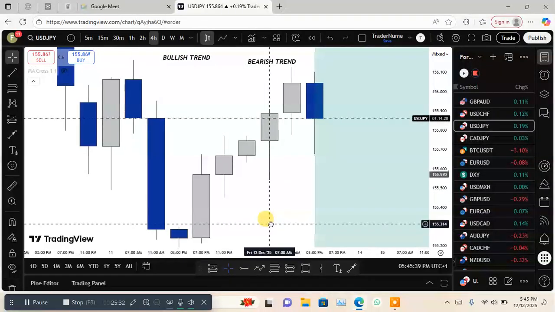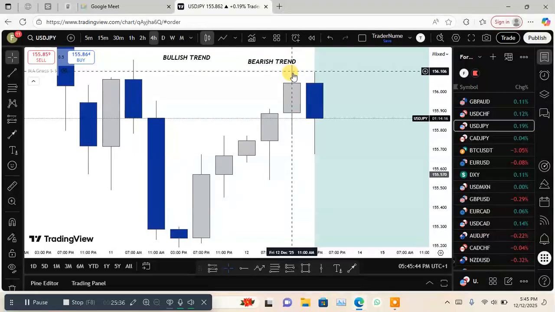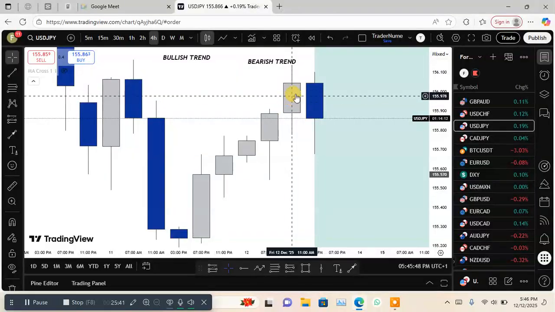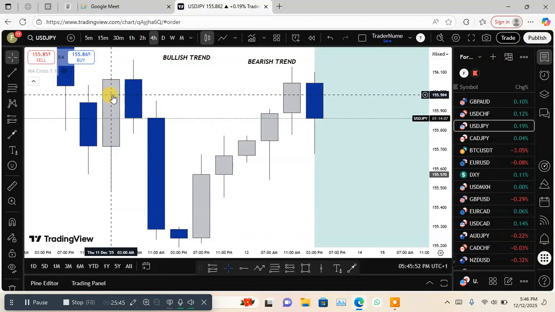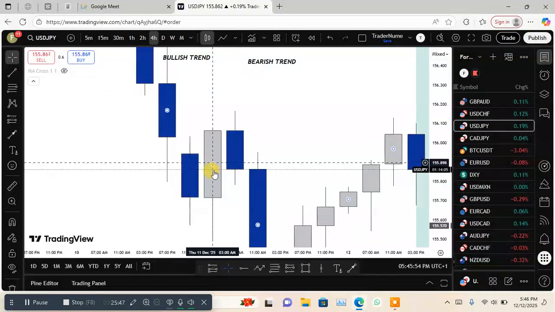So every candle has wick and body. Every candle has wick and body. We have two wicks and one body. You understand? Sometimes the wick can be very small, just like this candle here.